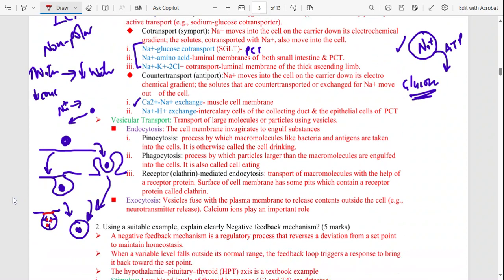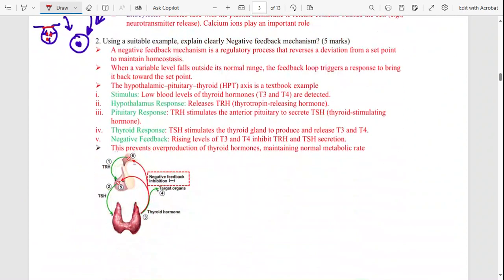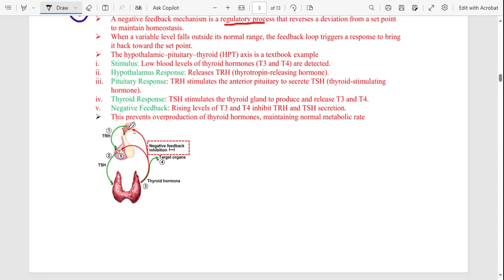All right. So question 2 is saying, using a suitable example, explain clearly negative feedback mechanism. Well, negative feedback is just a regulatory process. It's a regulatory process that tries to make sure that homeostasis is maintained. Let's say, for example, we have got the hypothalamus, and then the hypothalamus releases hormones that control the pituitary gland. The pituitary gland now also releases hormones that will control many other glands. In this case, let me use the thyroid gland.